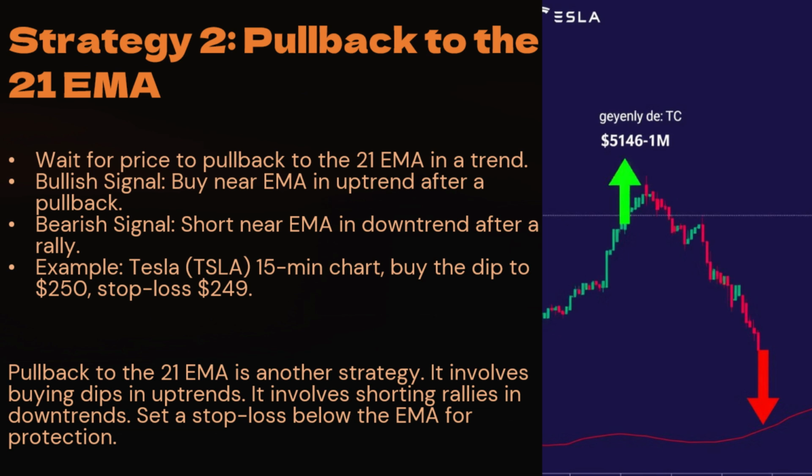Pulling back to the 21 EMA is another strategy. It involves buying dips in uptrends. It involves shorting rallies in downtrends. Set a stop loss below the EMA for protection.